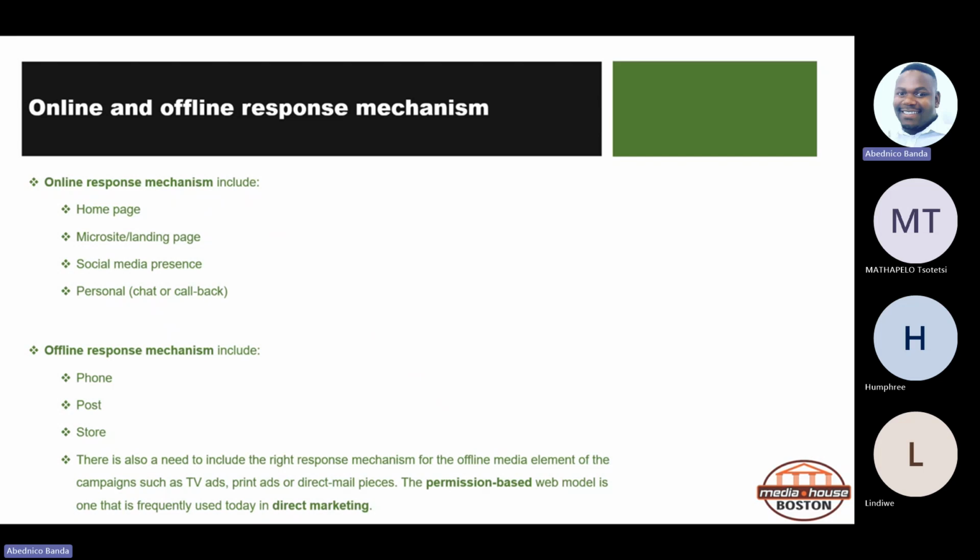So the online response mechanism could include a homepage, as I discussed earlier. Then you can also have an offline response mechanism whereby you can call the customer or send them a post. Though nowadays it's rare to use the post office, couriers are now being used.